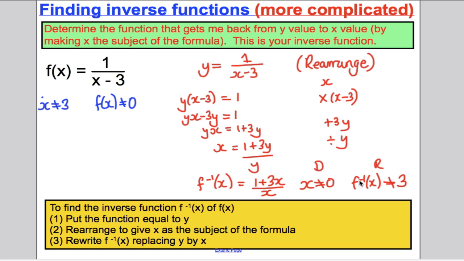So I'd like you to have a go at one very similar to this yourself. Pause the video, have a go through, state the domain and range of the original function and the new function, and see if you get the inverse function correct. Pause the video and I'll go through in 10 seconds.